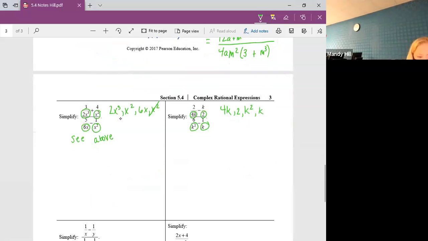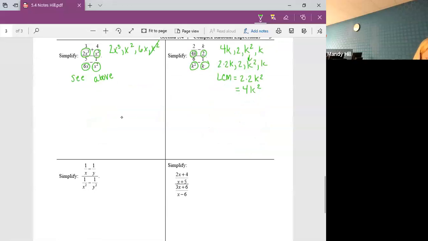Okay, so this 4 is really 2 times 2. So in our least common multiple, we would want to list both of those. And the biggest K we have is K squared. So that means our least common multiple is going to be 4K squared. Okay.